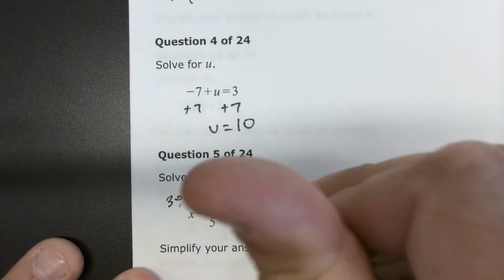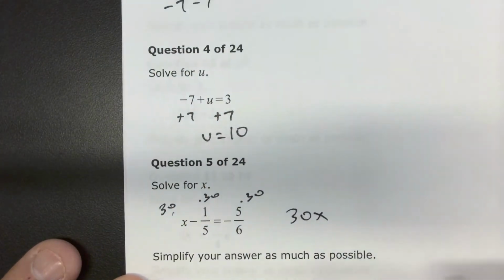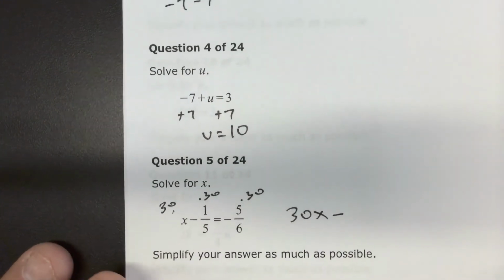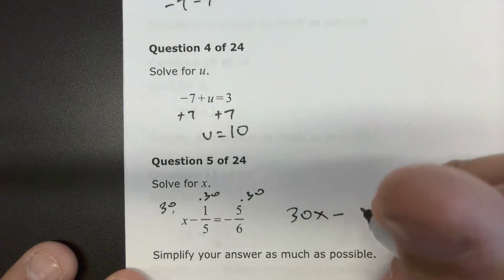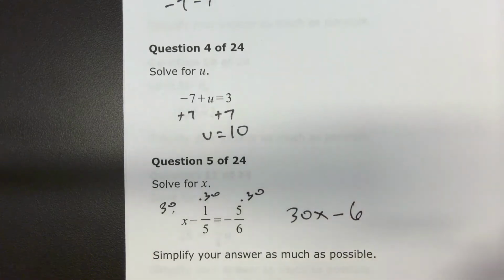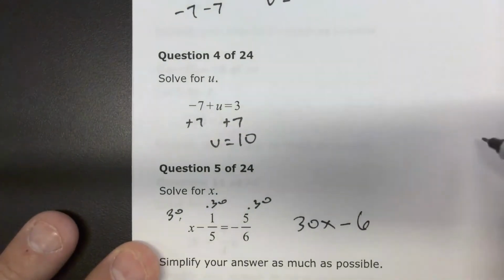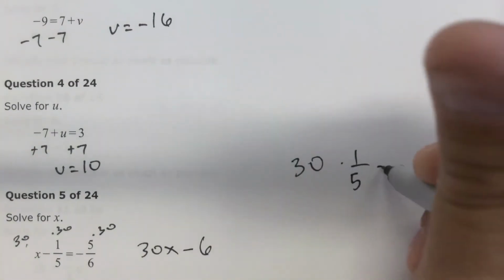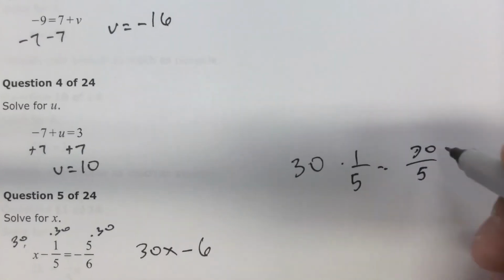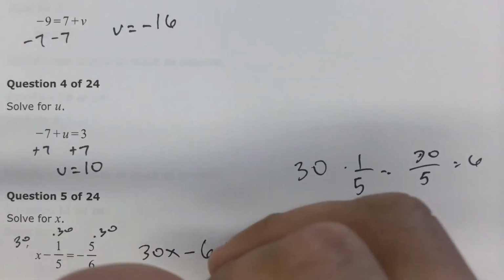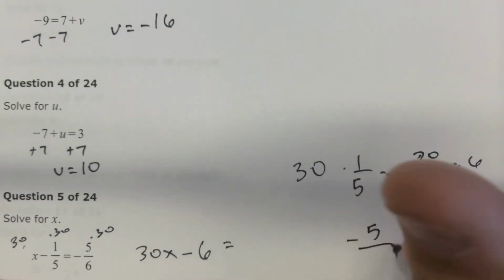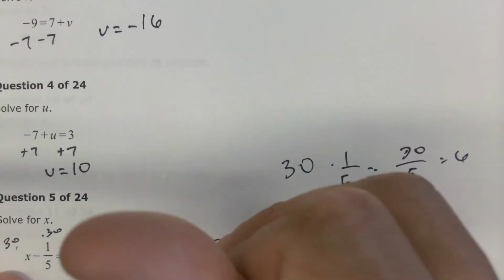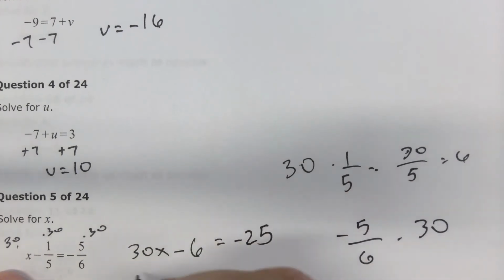By doing that, I end up with 30x minus 1/5 times 30. Does anyone know what that is? 6. If you don't believe me, you can go into your calculator and plug that in. If you want to see how to do it, you can go 30 times 1/5, which gives you 30 over 5, which is 6. So now we have negative 5/6 times 30. Negative 25? Yep. And there's your new equation.